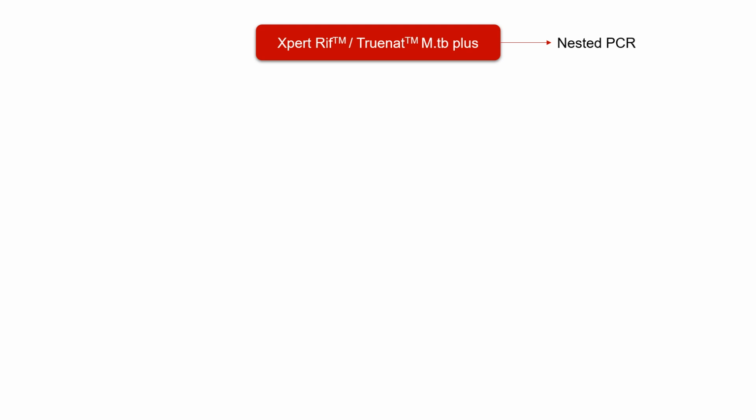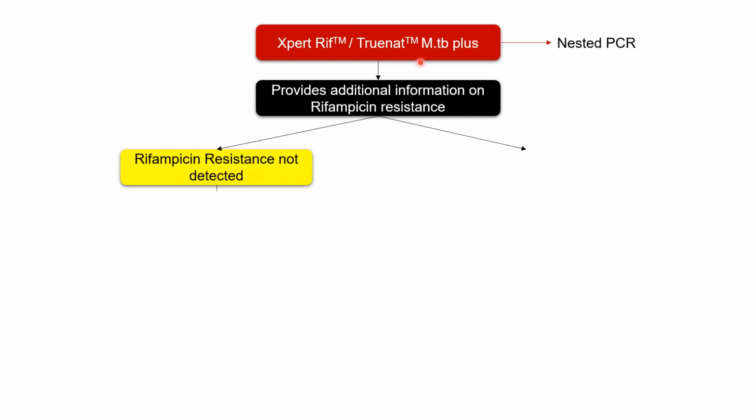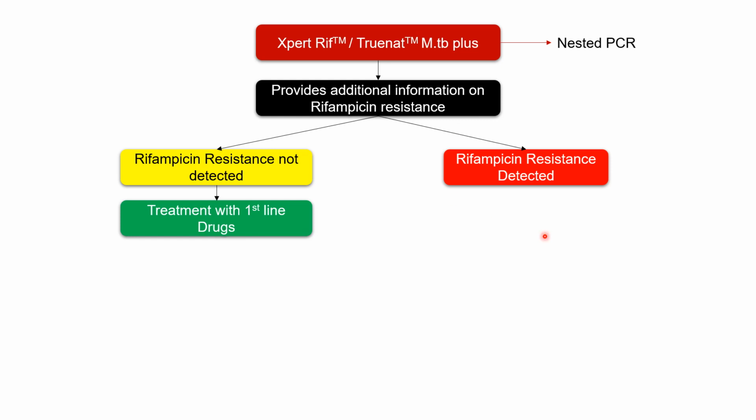So suppose we do Xpert RIF or TrueNAT testing in a case of presumptive pediatric tuberculosis, and as we discussed before, in addition to informing about the presence or absence of tuberculosis, it will also give us the information about the presence of rifampicin resistance. So if rifampicin resistance is not detected, we straight away start with the first line drugs, as this is a case of drug sensitive tuberculosis. But suppose if rifampicin resistance is detected, that means there is a high chance that this is a case of drug resistant tuberculosis. So what do we do next?